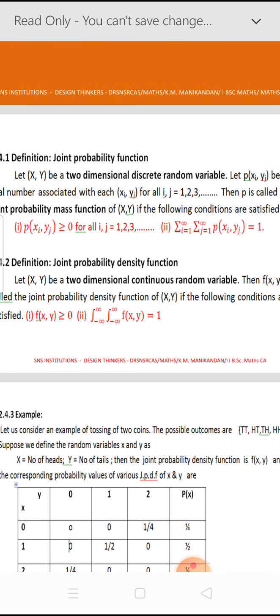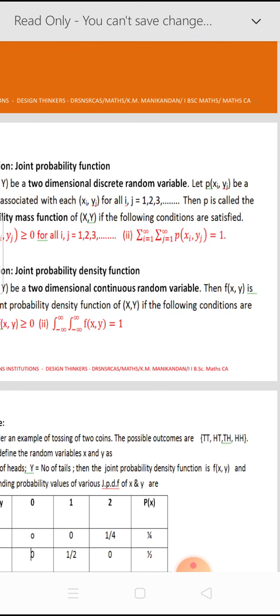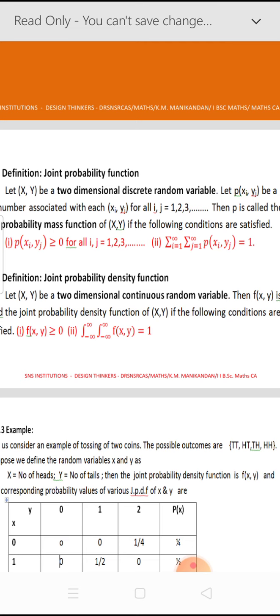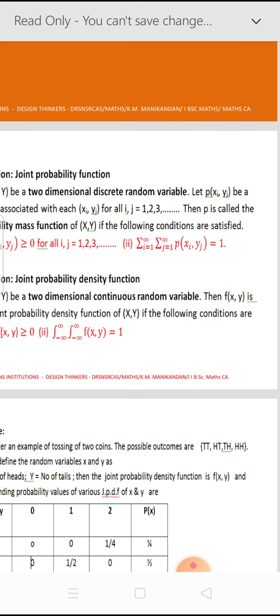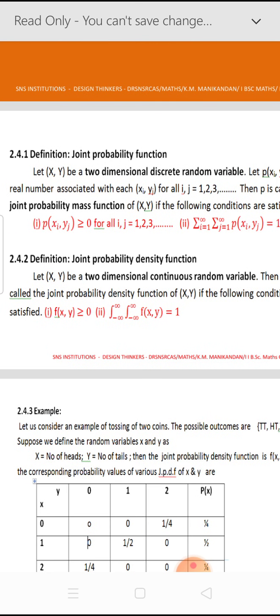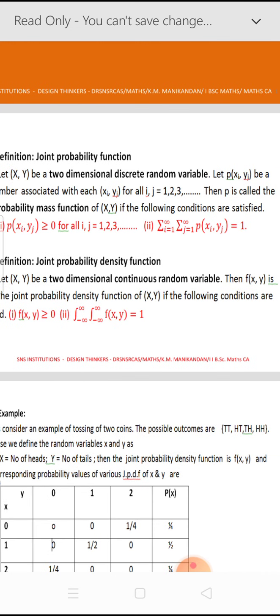Let (X, Y) be a two-dimensional discrete random variable. Let p(xi, yj) be a real number associated with each (xi, yj) for all i, j equal to 1, 2, 3, etc. Then p is called the joint probability mass function of the random variable (X, Y) if the following conditions are satisfied. Condition 1: p(xi, yj) must be greater than or equal to 0 for all i, j. Condition 2: the summation over i equal to 1 to infinity, summation over j equal to 1 to infinity, of p(xi, yj) equals 1.